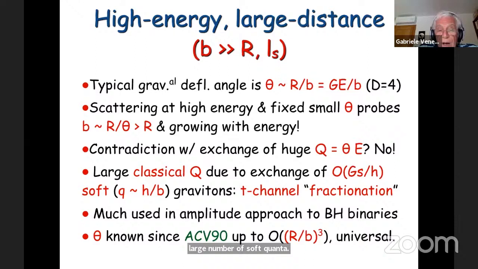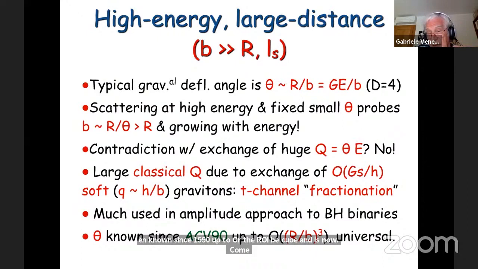Each soft quantum carries a typical momentum of order h bar over b, but there are G times s over h bar of them, and that's how you build up your huge momentum transfer by multiplying these two factors. This has been called t-channel fractionation. And by the way, this is a phenomenon which is very well understood and even used in the present amplitude approach to black hole binaries, or, if you want, to the relativistic two-body problem in general relativity. I should also mention that theta, the scattering angle, has been known since 1990 up to order R over b cubed, and is now confirmed by other calculations and believed to be universal in this high energy limit.